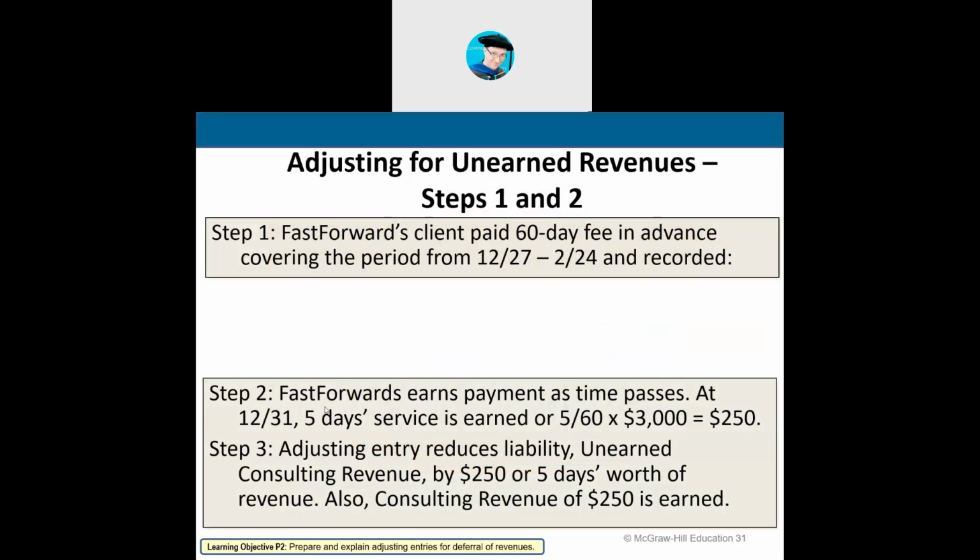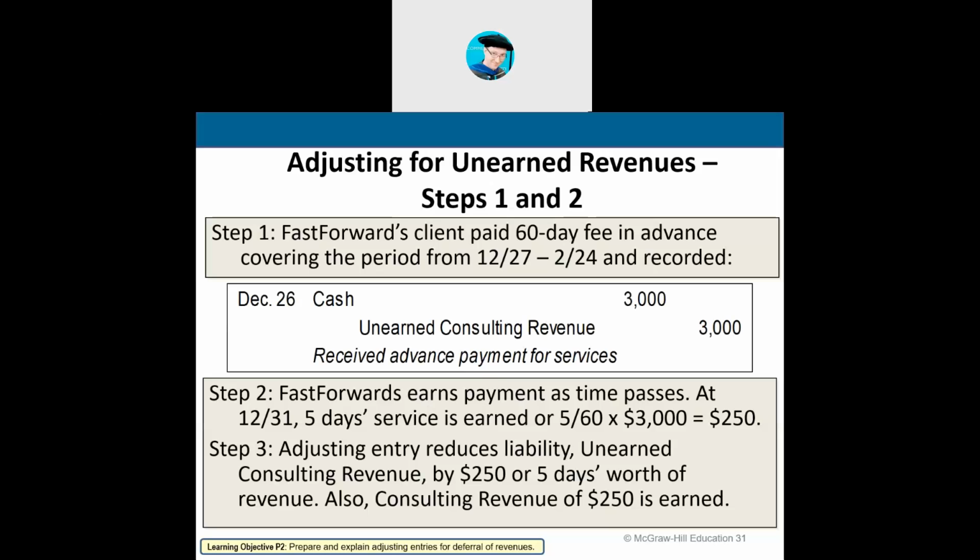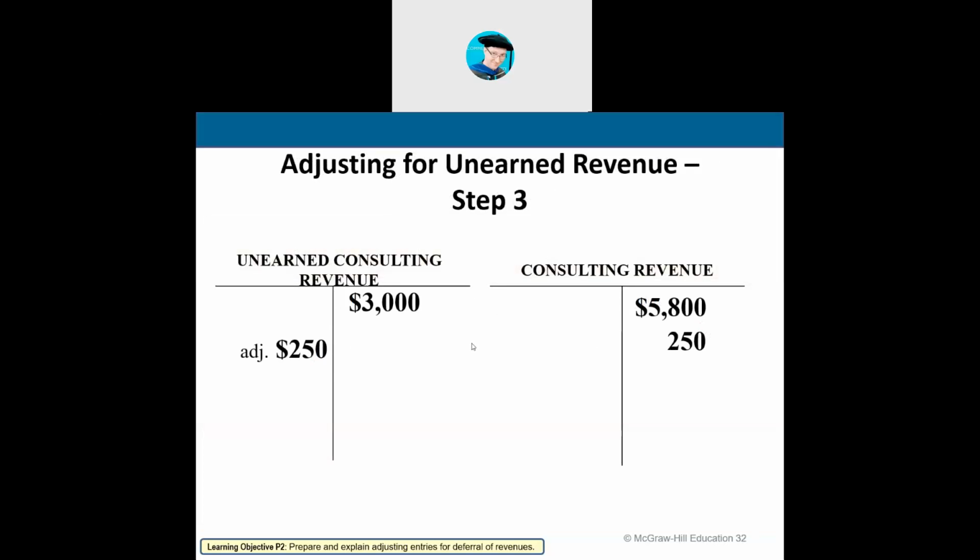This example is a little bit more cumbersome, but what you need to know is when we actually earn the revenue, we debit unearned revenue and credit revenue. That's the important part. So when we first receive the cash from the customer, debit cash, credit unearned revenue. Then when we earn the revenue, we debit unearned revenue and credit revenue. That's what this second transaction shows us, the $250.